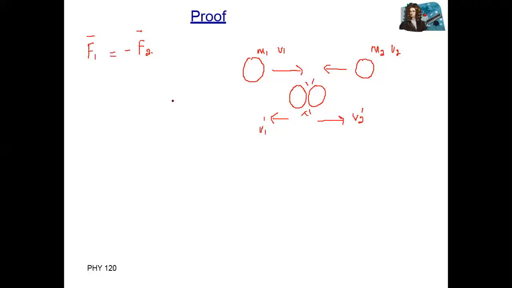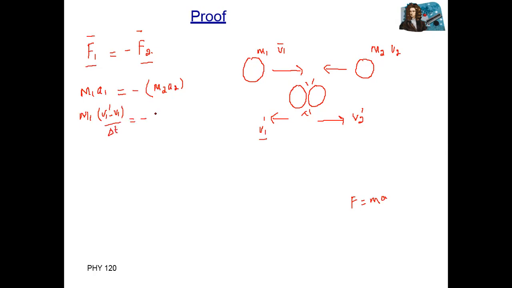As we know, Newton's second law, F is equal to ma. So for mass number 1 and mass number 2, we know that m1 multiplied by a1 is equal to minus m2 multiplied by a2. We have mass number 1, acceleration produced, initial velocity was v1, after collision final velocity is v1 prime. So we can write vf minus vi, it means v1 prime minus v1 divided by delta t.